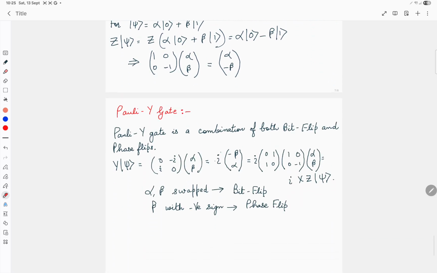And the Pauli Y gate is basically a combination of both bit flip and phase flip. If you apply the Pauli Y gate on ket psi, and calculate this, you will see that the coefficients are reversed. That means alpha and beta are swapped. That corresponds to bit flip, and beta will get a negative sign. Beta with a negative sign is phase flip. So the Pauli Y gate results in a combination of both bit flip and phase flip.